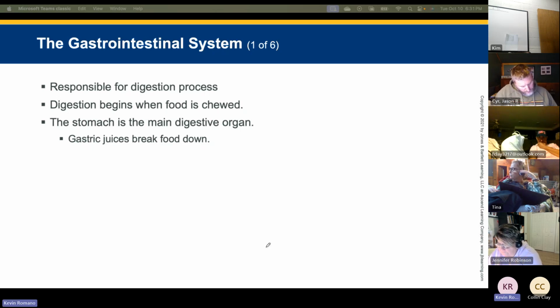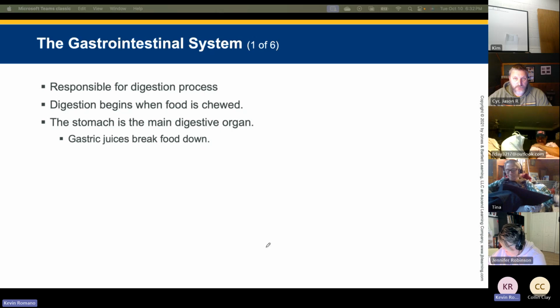What's another name for chewing? Anybody know what that is? Anybody still there? So another name for chewing is called mastication. Couldn't get my thing on. Yeah. Masticating is chewing. All right. I want to say that word.